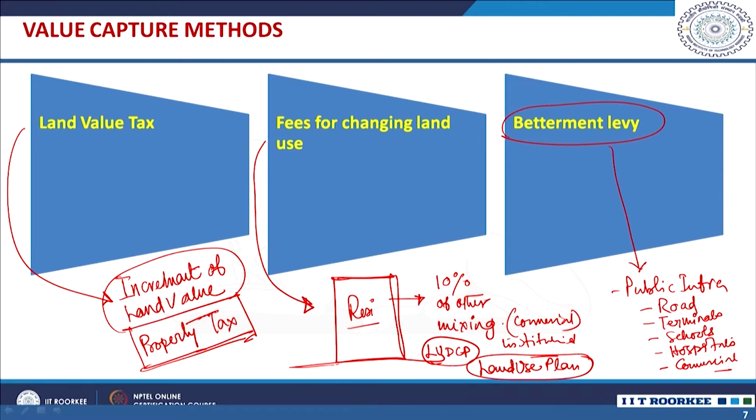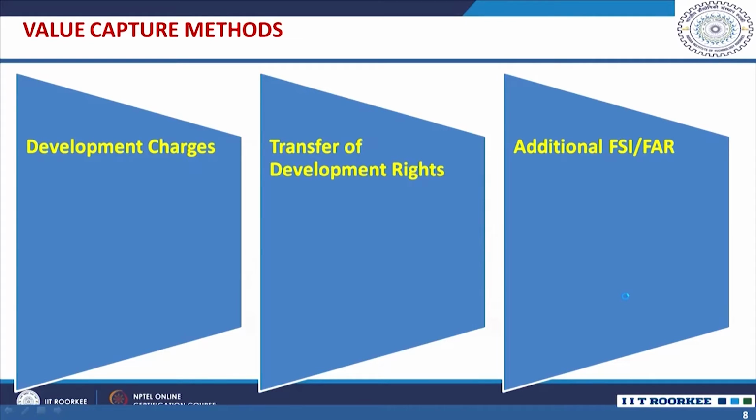Now, based on the construction of the public infrastructure, the neighboring land gets the benefit of that location, and because of that the government can levy an amount from the surrounding plot owners as a betterment levy. So, it is the share of the land value, or share of the value addition, due to some public infrastructure in a given area. The next is development charges.